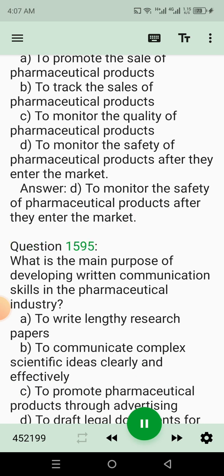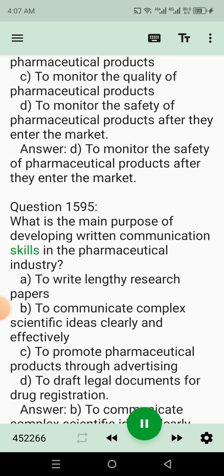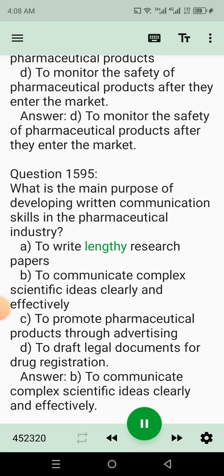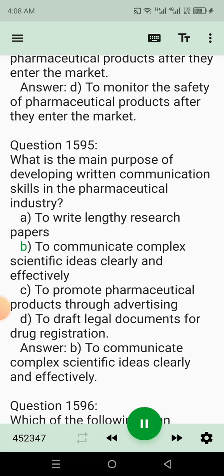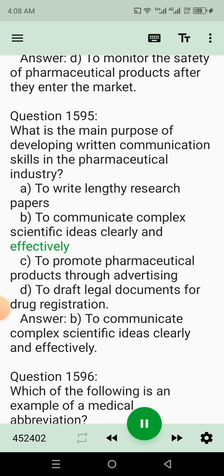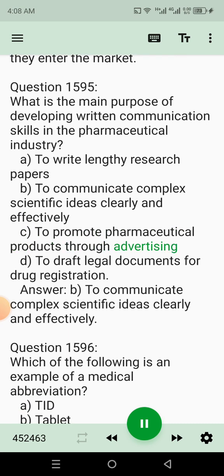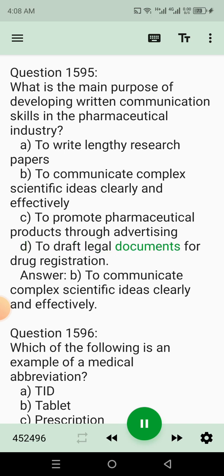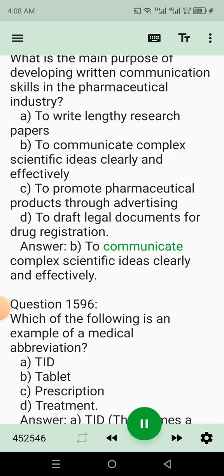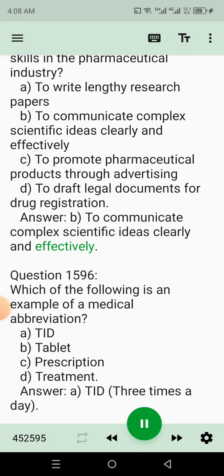Question 1595. What is the main purpose of developing written communication skills in the pharmaceutical industry? A. To write lengthy research papers. B. To communicate complex scientific ideas clearly and effectively. C. To promote pharmaceutical products through advertising. D. To draft legal documents for drug registration. Answer: B. To communicate complex scientific ideas clearly and effectively.